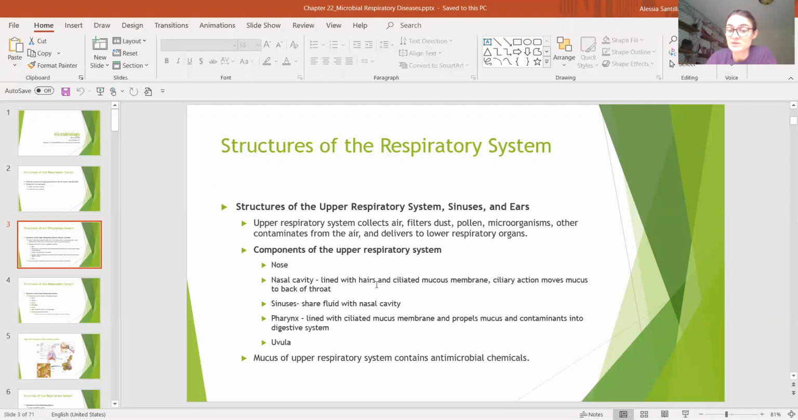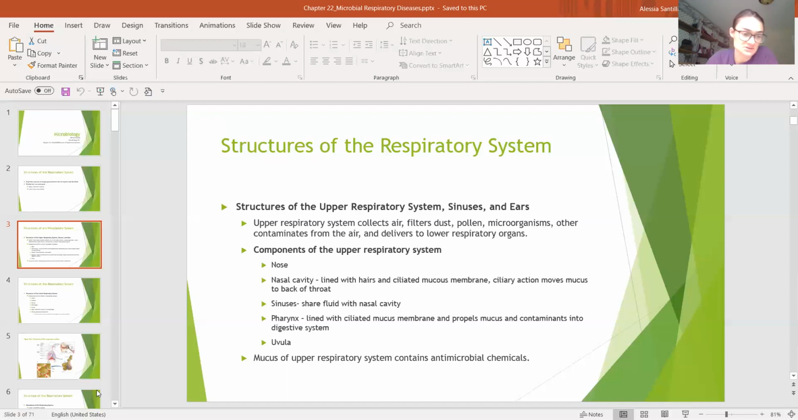This is going to be lined with hairs and ciliated mucous membrane. This is really important. These hairs and the ciliated mucous membrane are the ones that catch different pollutants and dust particles and microbes, right? The stickiness of the mucus is one of your defense mechanisms to catch those microbes. And it's amazing because through ciliary action, which we'll talk about a bit more later on, this mucus gets moved to the back of your throat.